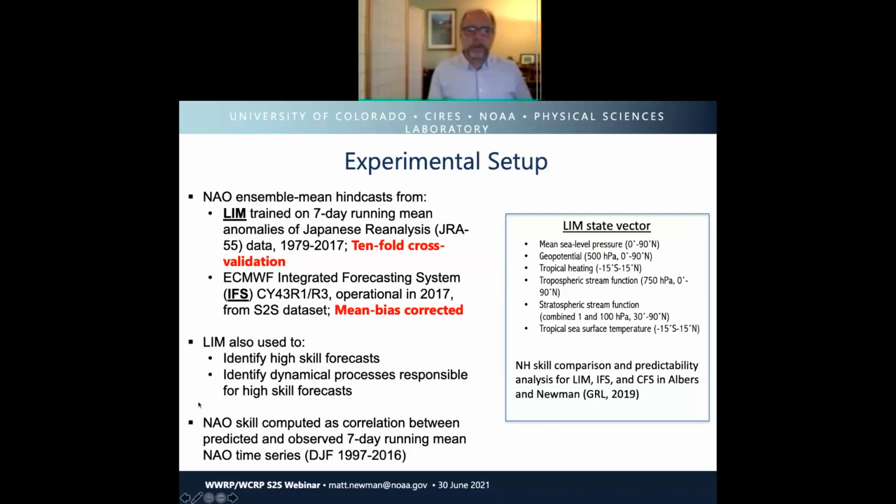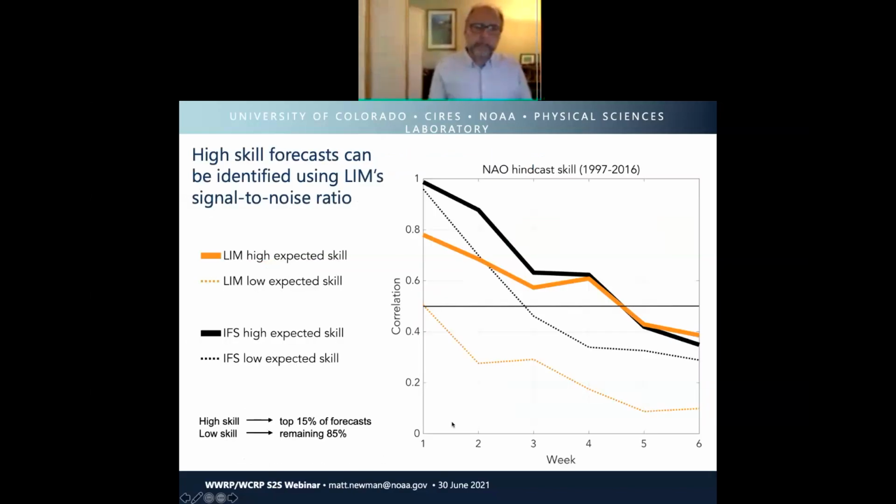And the measure we're just going to use for the NAO is a simple correlation between the predicted and observed 7-day running mean NAO time series for these 20 years of winters. All right, so let's start off with the skill. We're immediately stratifying the skill based on whether the LIM is predicting ahead of time that it's in the top 15% of all forecasts or not.